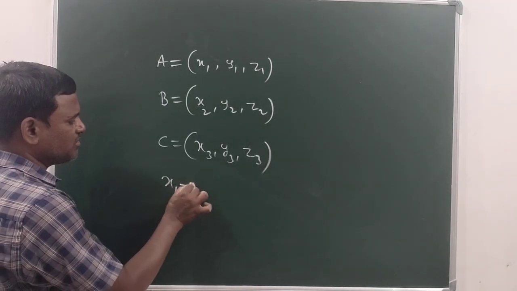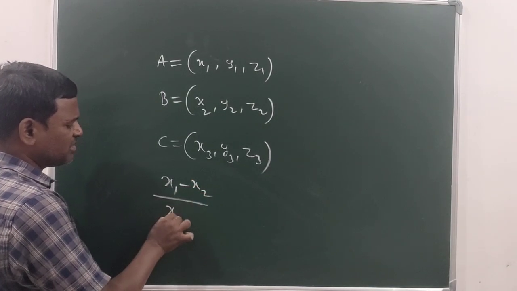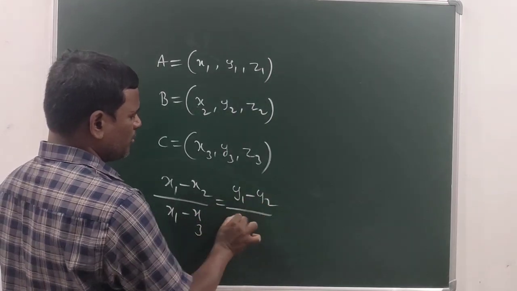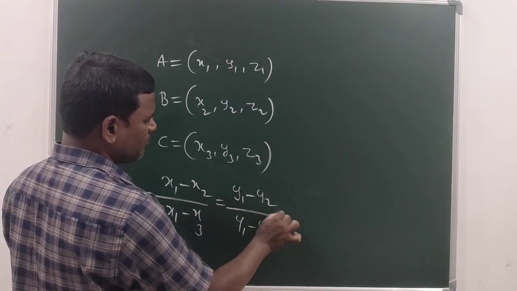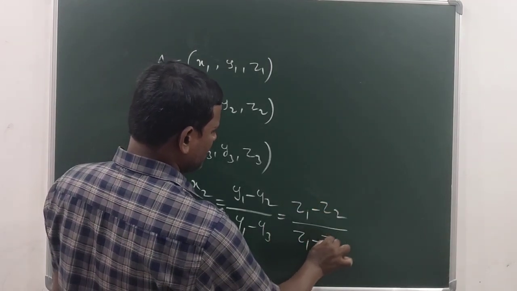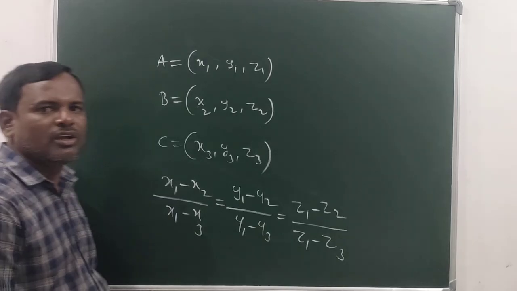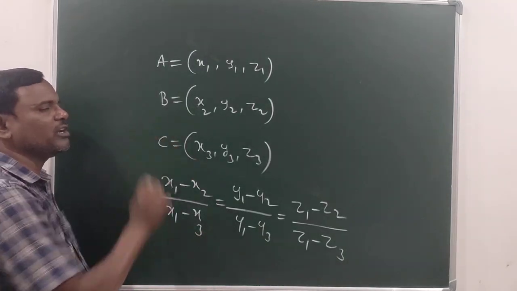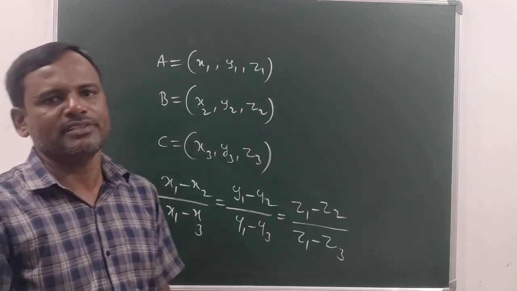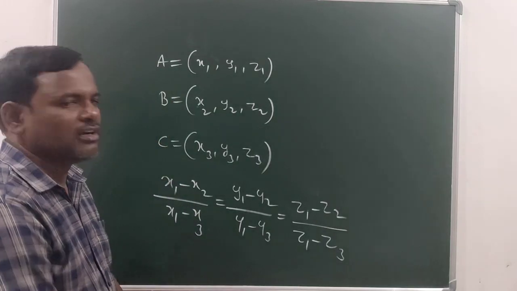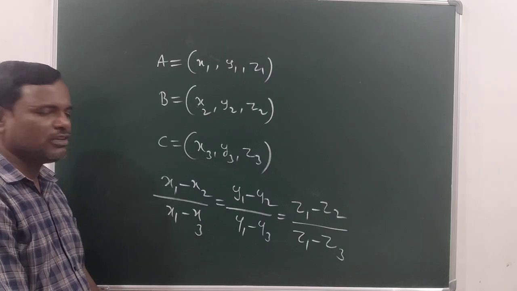Okay, (x1 minus x2)/(x1 minus x3), (y1 minus y2)/(y1 minus y3), and (z1 minus z2)/(z1 minus z3). So if you find these 3 ratios are equal, then you can call them collinear points. Okay, students? I hope you have understood this.